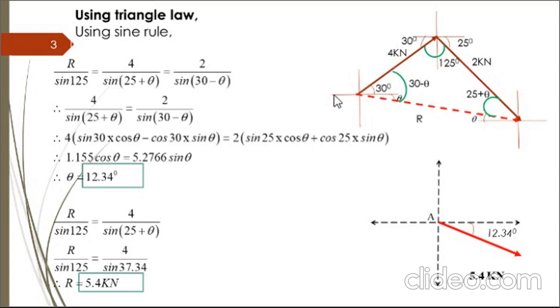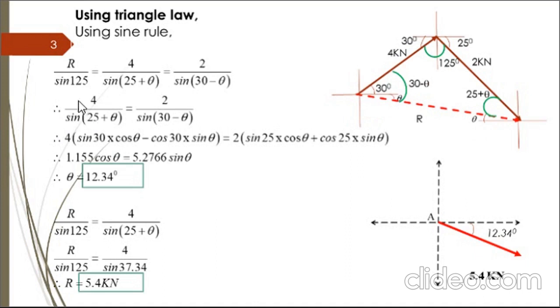Then applying the sine rule in this given triangle, we write the equation, the ratio of a side to the sine of the front angle. That means R divided by sine of the front angle 125 is equal to 4 divided by sine of 25 plus theta, which is equal to 2 divided by sine of 30 minus theta.